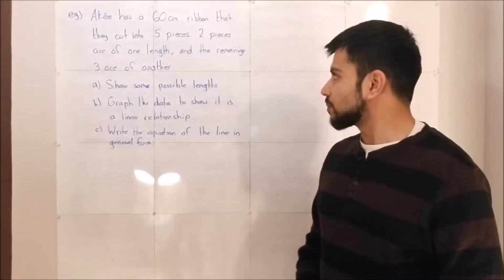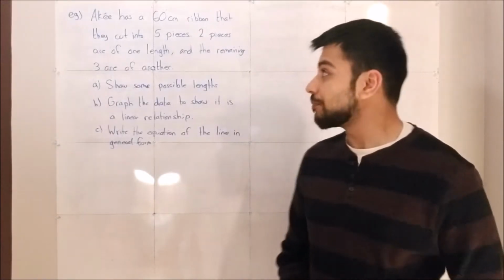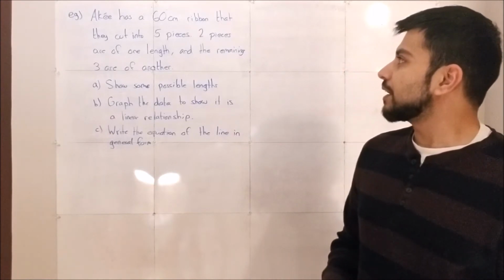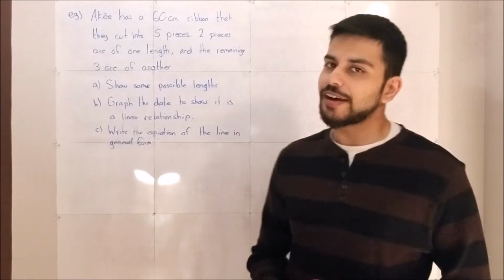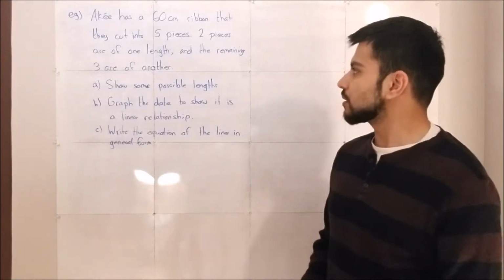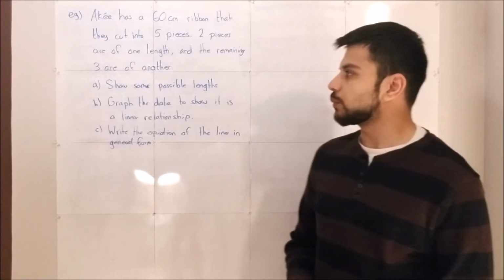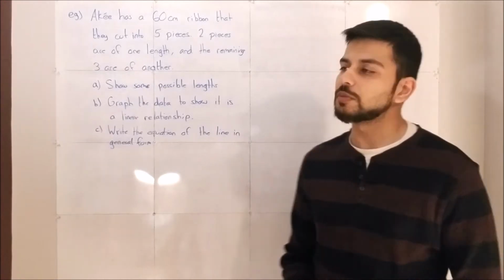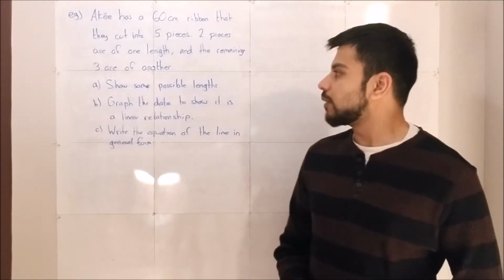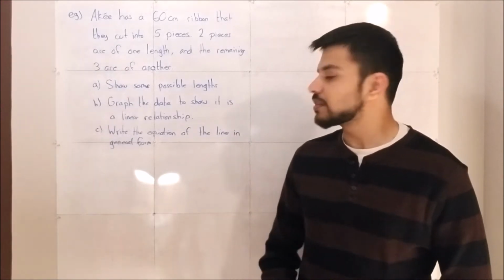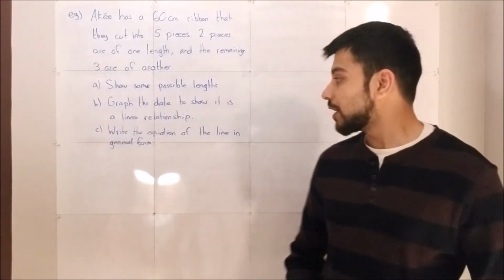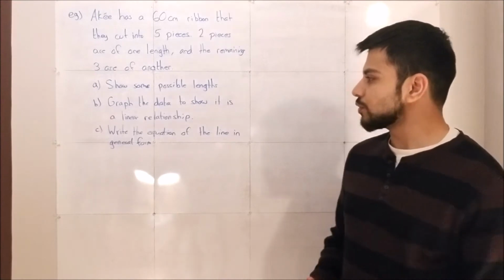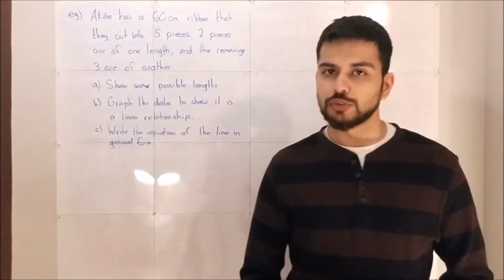All right, so one more example to get us through the general form. This problem: Ake has a 60 centimeter ribbon that they're cutting into 5 pieces. 2 of those pieces are going to be the same length, and the remaining 3 are going to be of another length, which is also going to be 3 of the same length. I want you to show me some possible lengths, then graph the data to prove that it's a linear relationship. And lastly, write the equation of a line in general form.